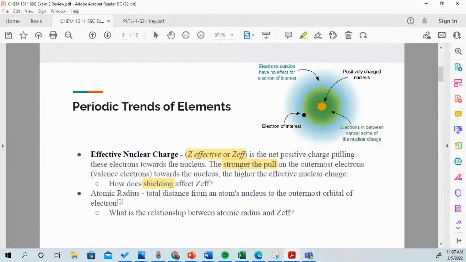Atomic radius is the total distance from the atom's nucleus to the outermost orbital. Similarly, what will be the relationship between atomic radius and Z effective? As we increase the atomic radius, what will happen to Z effective?